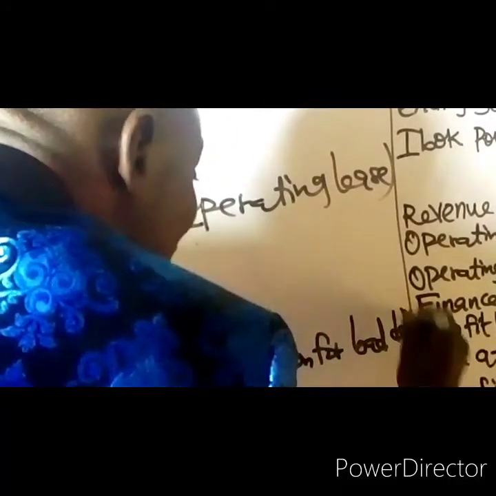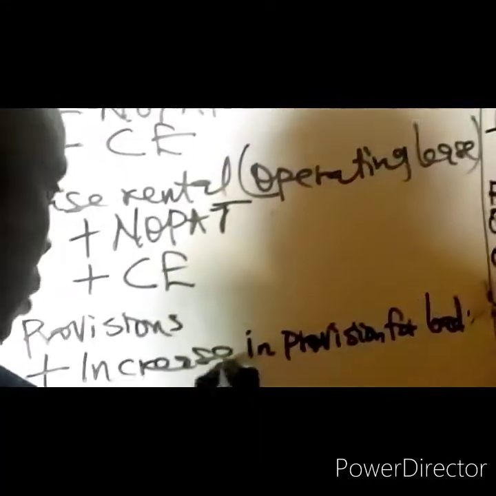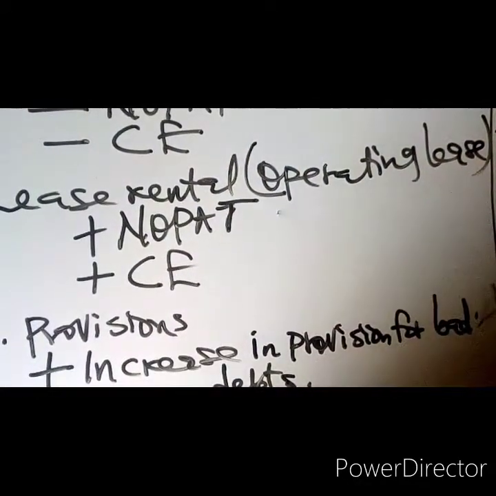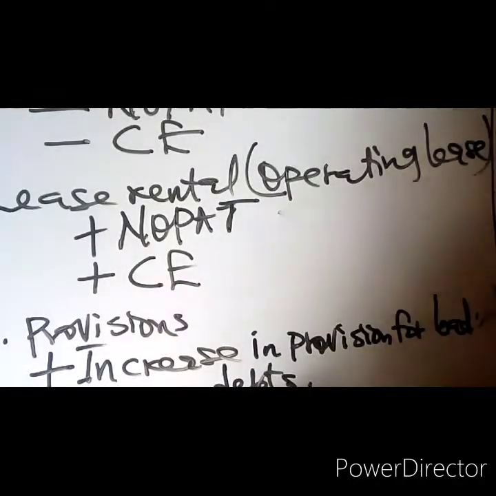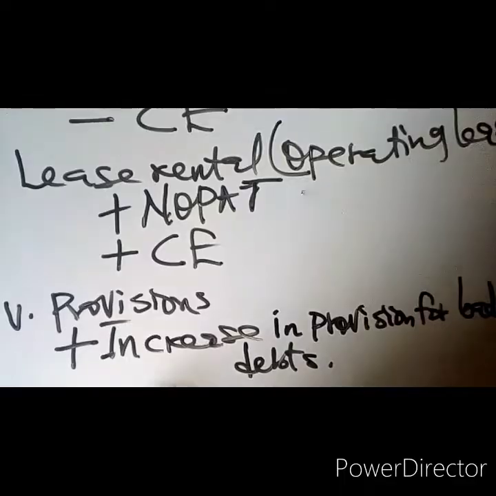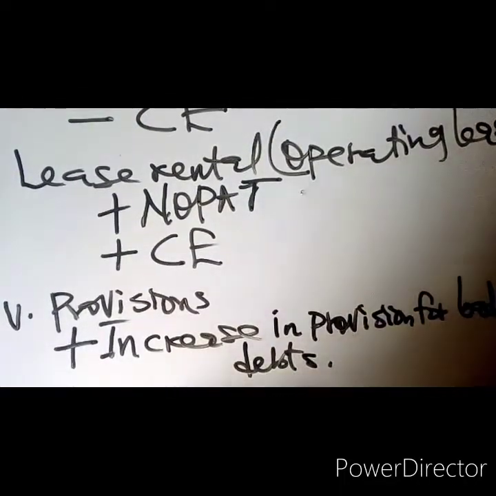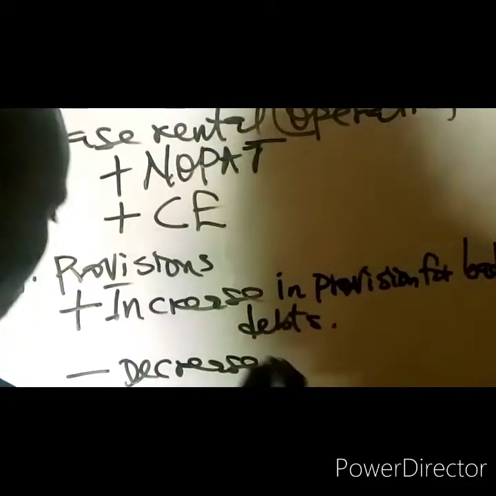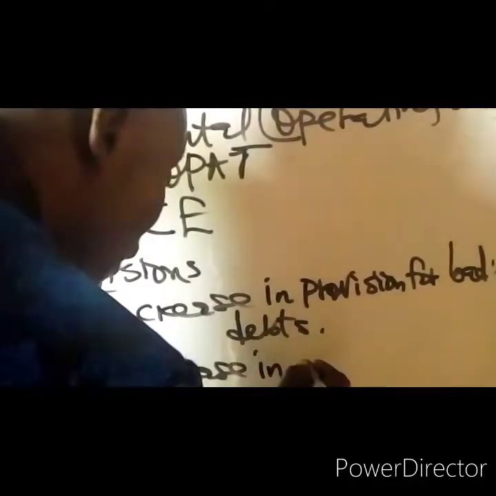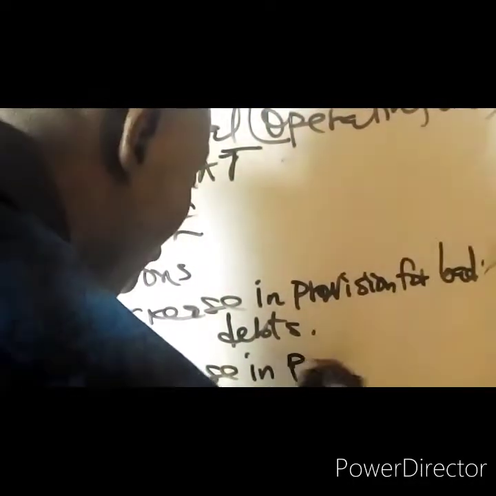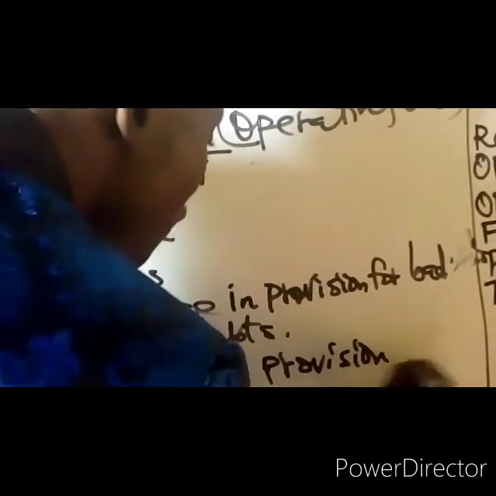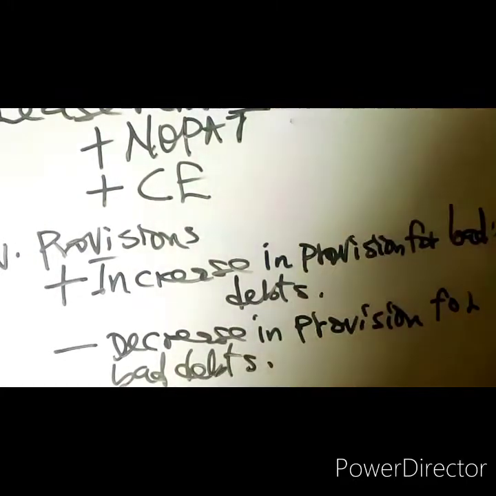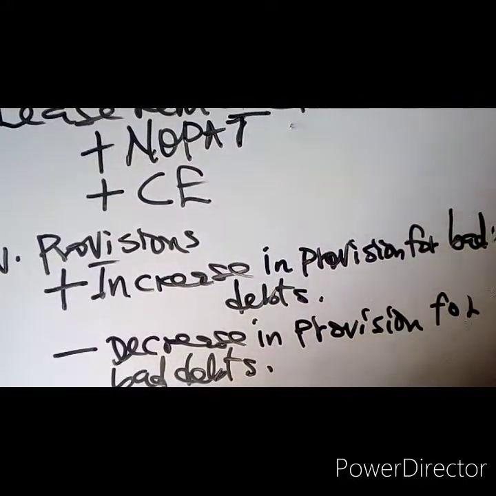Or increase in allowance for receivables. You either call it provision for bad debts or you call it allowance for receivables. Increase, you add it. Then the decrease which has been treated as an income in the statement of profit or loss, you subtract it. You less the decrease in allowances for receivables or decrease in provision for bad debts or doubtful debts. So the decrease which has been treated as an income, you subtract it.